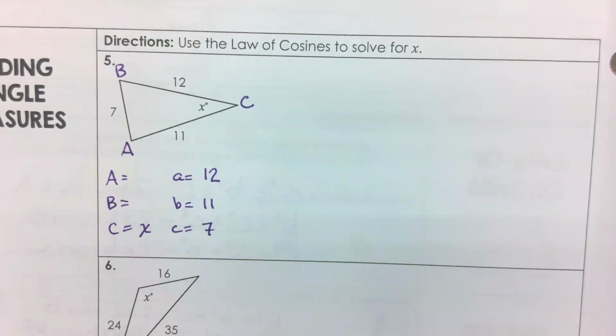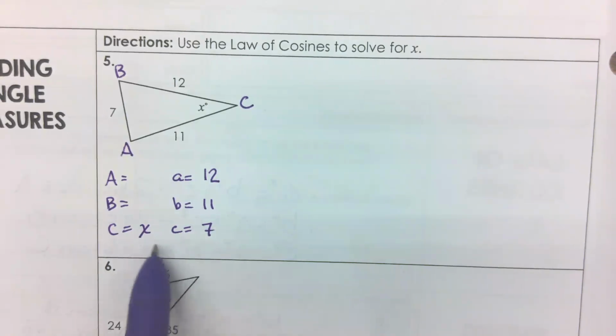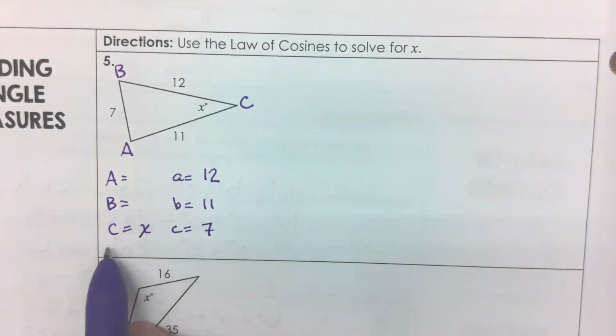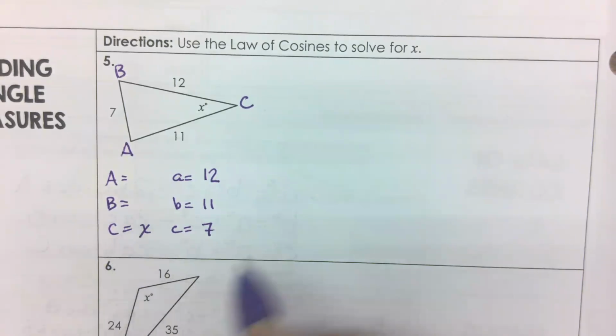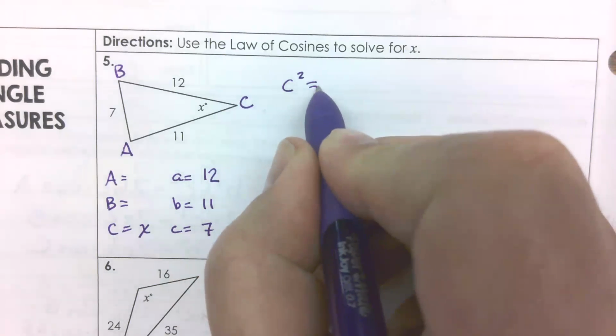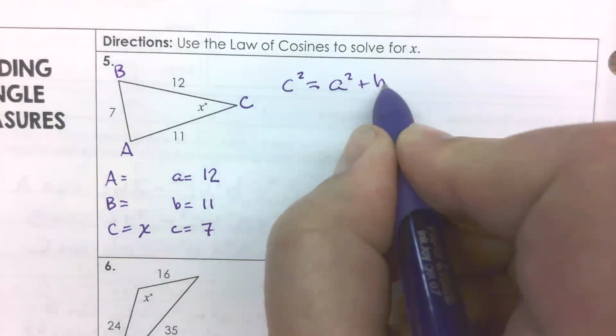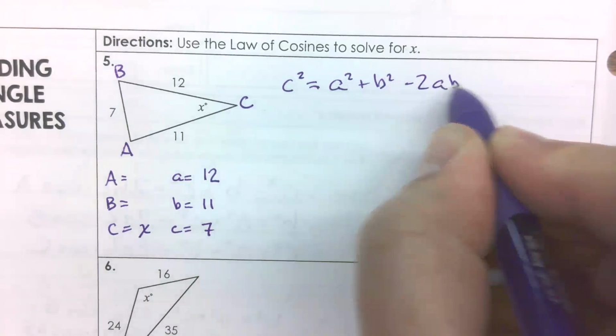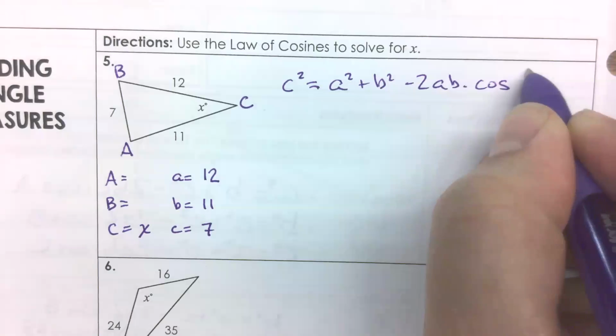Which version should be used for the law of cosines for this one? C squared? I like that. Why? Because you have x. You're trying to use angle C, right? So we're going to want to use angle C, which means we start with a C squared. That means it equals A squared plus B squared minus 2AB cosine of C.